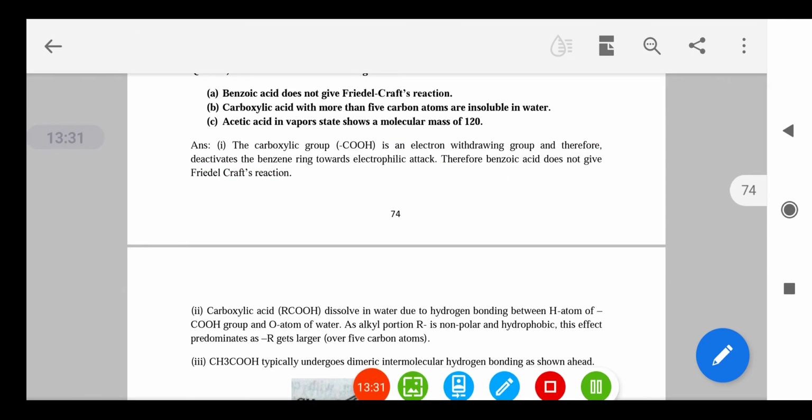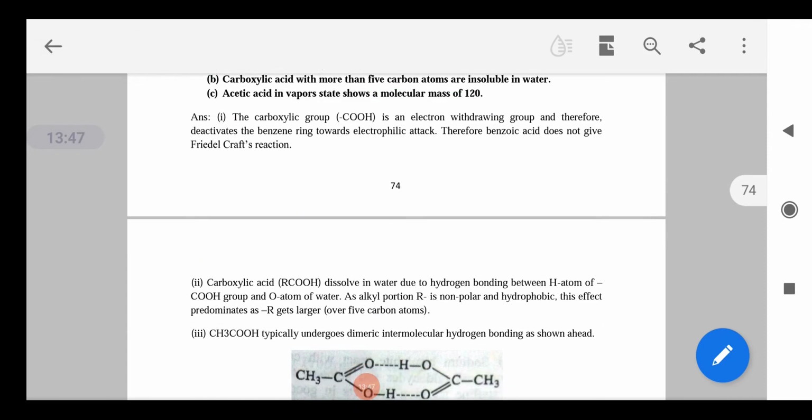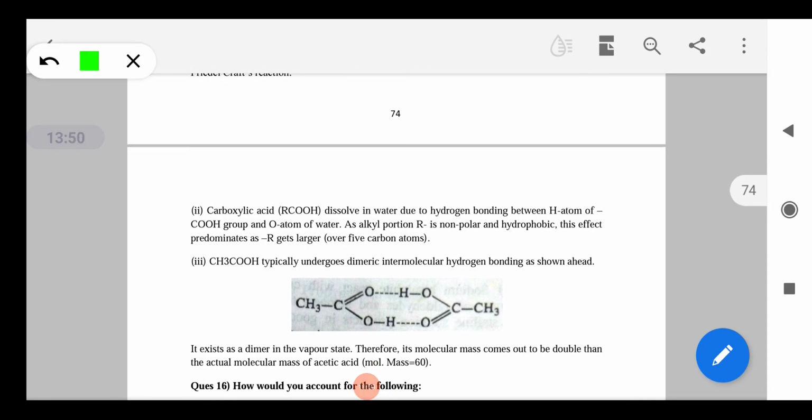Question number B. Carboxylic acids with more than 5 carbon atoms are insoluble in water. We have read that carboxylic acids are also soluble in water, but when the carbon chain becomes quite long, when there are more than 5 carbons, they become insoluble in water, because we know that the alkyl group is non-polar and it is hydrophobic, water repelling. So when the number of carbon atoms increases or becomes greater than 5, this non-polar effect increases. That is why carboxylic acid is not able to form hydrogen bond with water, so it becomes insoluble.